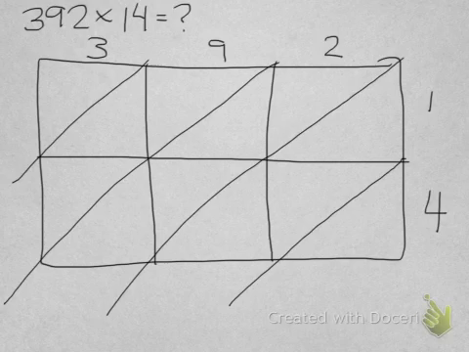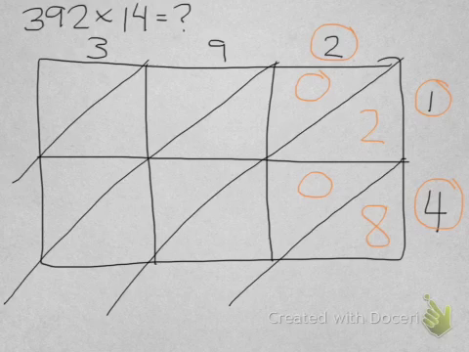So the first one, I'm going to take 2 times 1. Anything times 1 is always going to be the other number. So I'll put 0 and 2. Next I have 2 times 4. 2 times 4 is 8. So 0 tens and 8 ones.